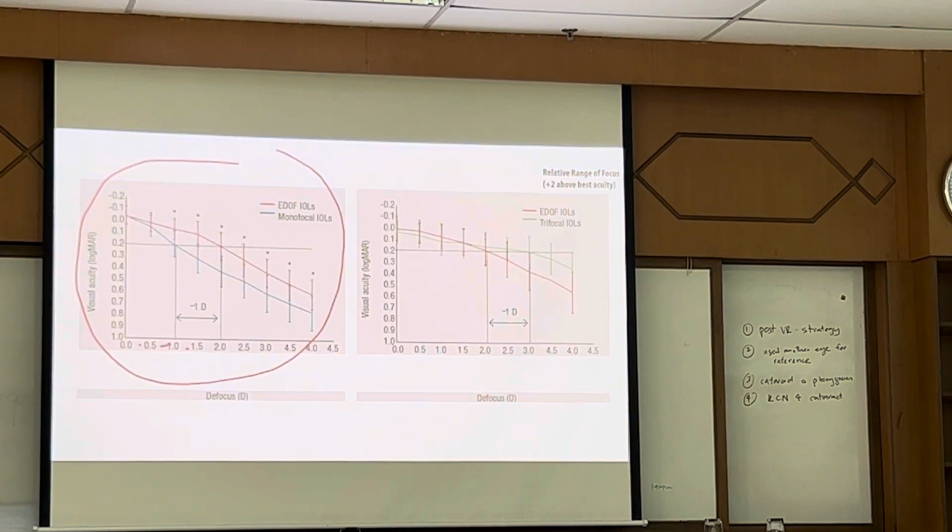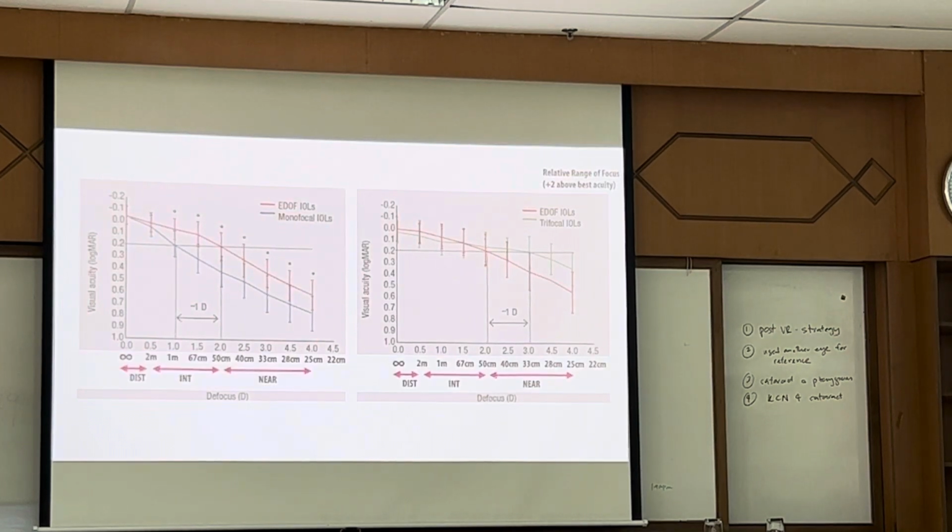So 0 is at infinity. 0 to minus 0.5 is distance. Minus 0.5 to minus 2 is intermediate. And from minus 2 until minus 4, minus 4.5 is near. So we know that this is the range of vision. And for this chart, the good vision is the clear vision at 0.2.